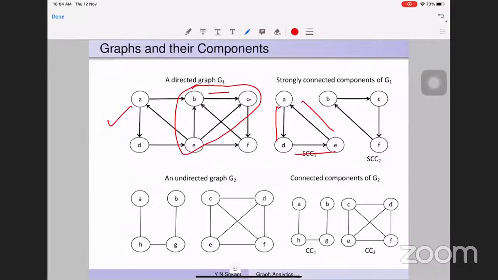BCF is a strongly connected component. ADE is a strongly connected component. The others are not strongly connected components. So this is the notion of a strongly connected component.